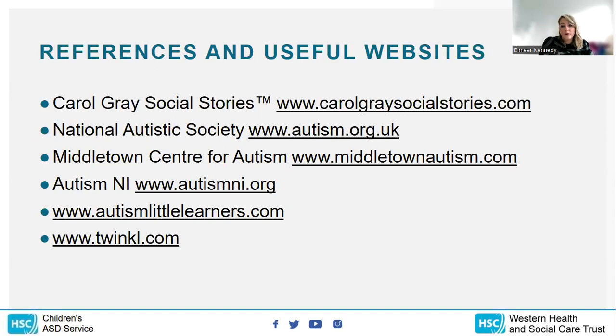If you're looking for information in general about ASD and many related topics, your best sources of information are things like the National Autistic Society, which is www.autism.org.uk, the Middletown Centre for Autism, which has a fabulous range of resources and trainings, www.middletownautism.com, Autism NI, which is autismni.org, and there's a site here called autismlittlelearners.com. And they again have lots of free resources as well as some paid resources, and Twinkle, which is similar as well.